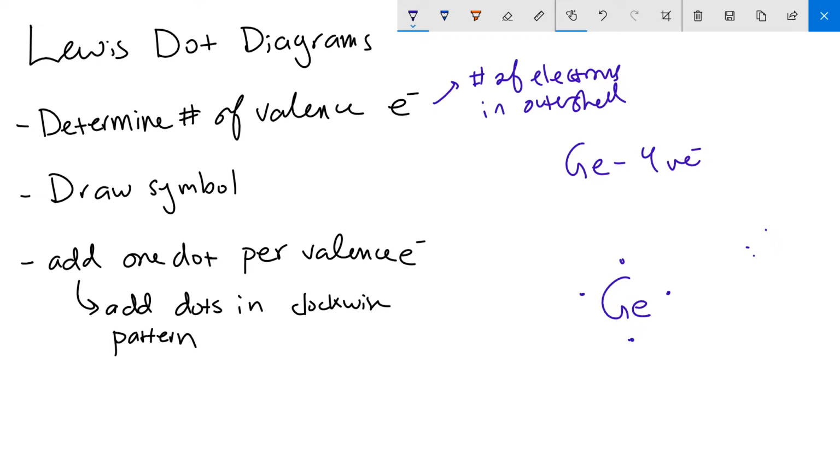We can have maximum 8 in most of our elements we talk about in this class. So I have 4 spots filled, and here would be the 5th, 6th, 7th, and 8th spot. Right? So we'll just leave germanium as it is, though. Let's look at another one.